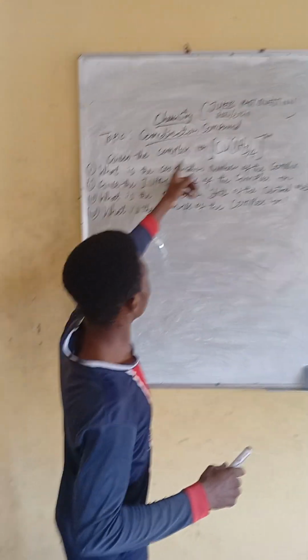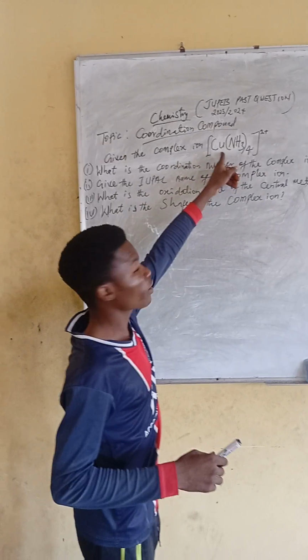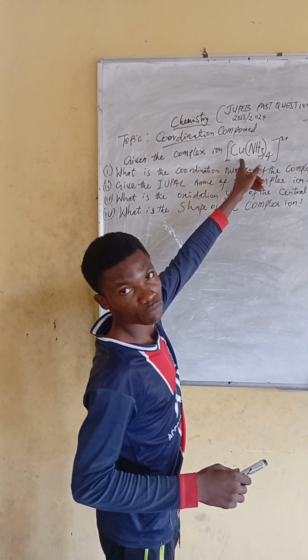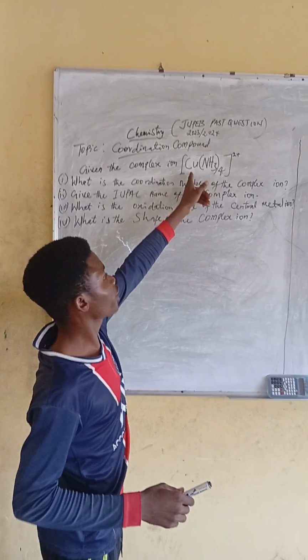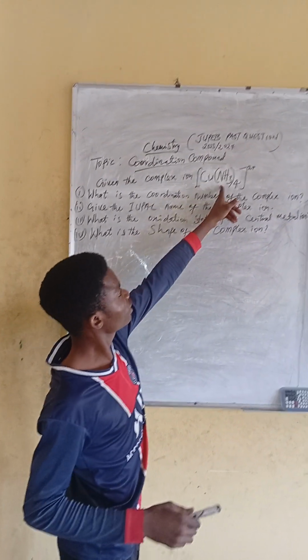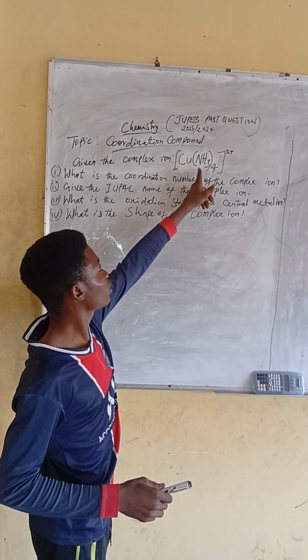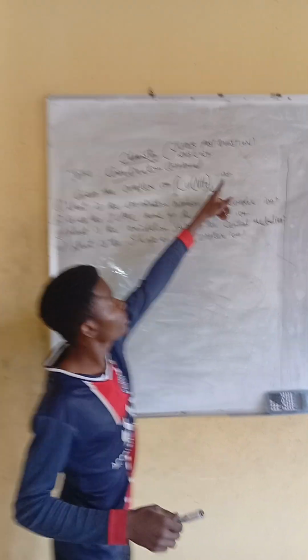Given the complex ion, here is copper. This is the complex ion. Here is copper, which we call the central metal ion. Then this is called the ligand, ammonia. Then here is my ion.